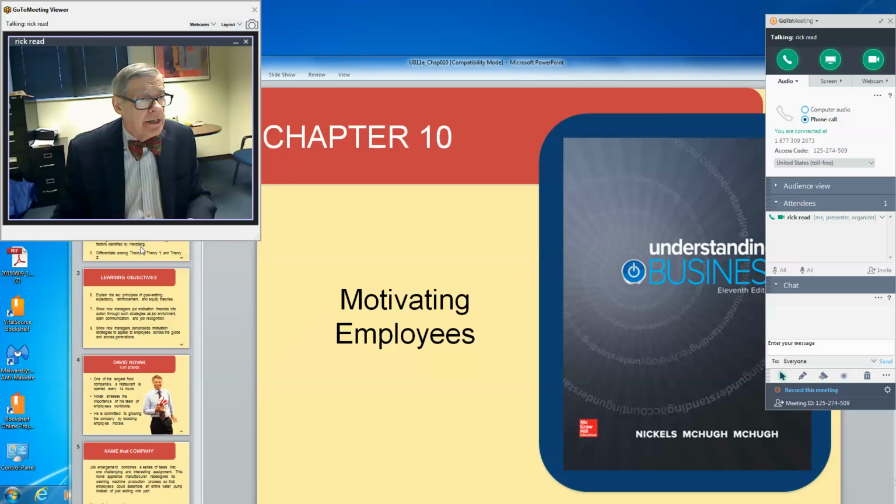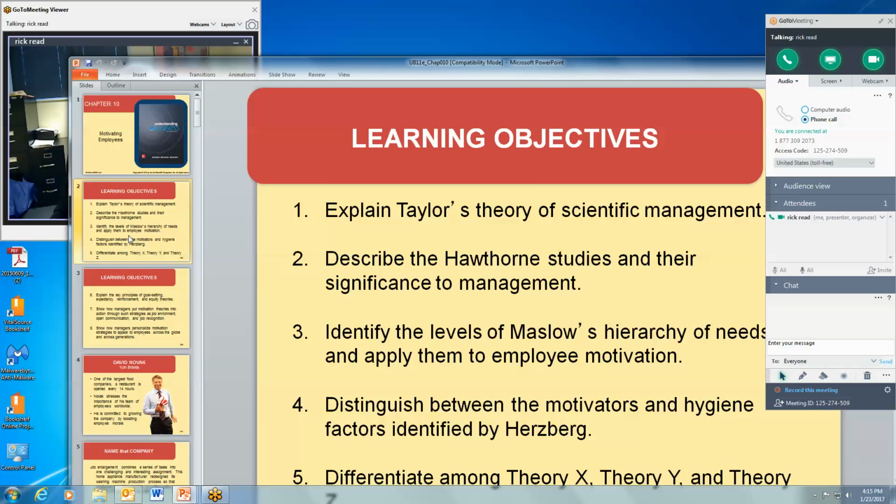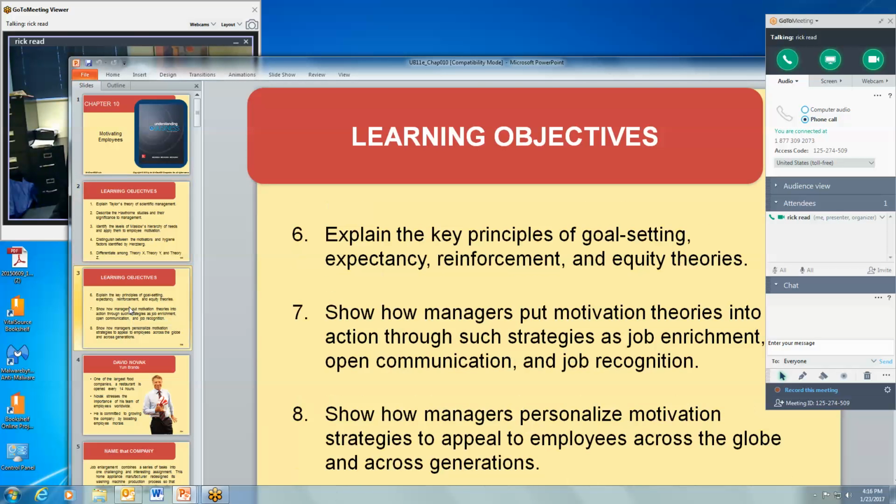So let's look at our learning objectives for chapter 10. Explain Fred Taylor's theory of scientific management. Describe the Hawthorne studies and their significance to management. We'll look at Maslow's hierarchy of needs and try to apply them to employee motivation. Distinguish between motivators and hygiene factors identified by Hertzberg. Differentiate among theory X, theory Y, and theory Z. Mostly we're going to talk about theory X and theory Y, a little bit about theory Z.